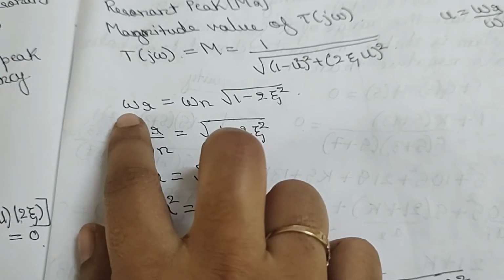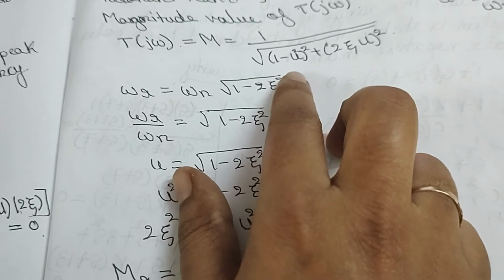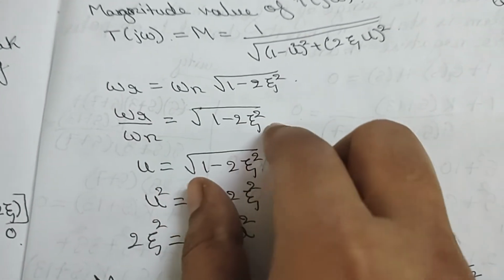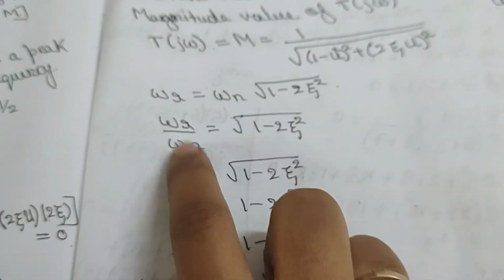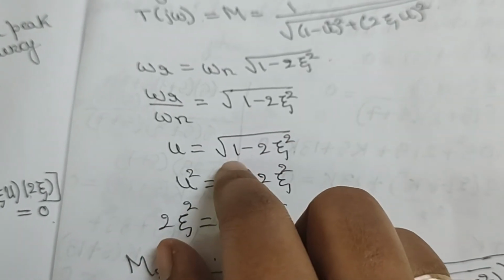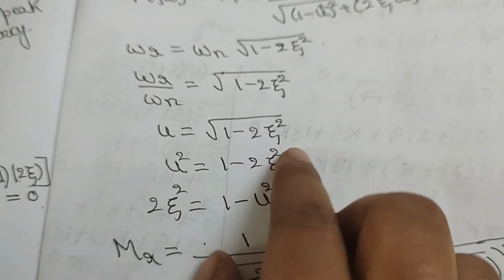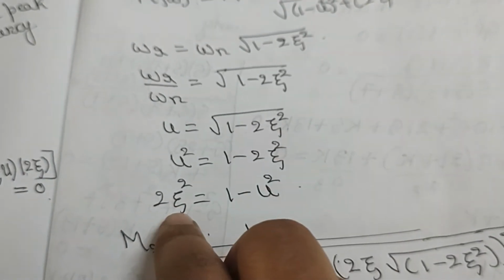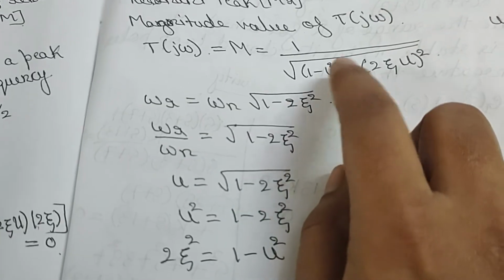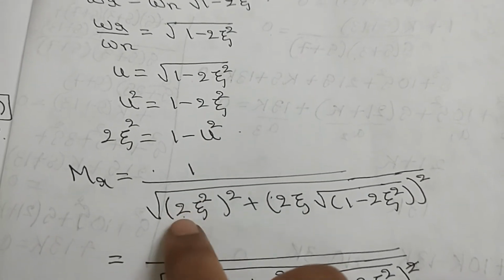Here we know that omega r equals omega n into square root of 1 minus 2 zeta square. Omega r divided by omega n equals square root of 1 minus 2 zeta square. So omega r divided by omega n is nothing but u. U equals square root of 1 minus 2 zeta square. U square equals 1 minus 2 zeta square. So 2 zeta square can be written as 1 minus u square. So in the equation, 1 minus u square is there, so instead of 1 minus u square, you replace 2 zeta square.